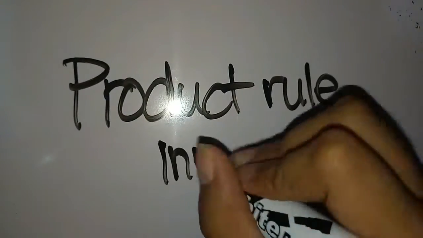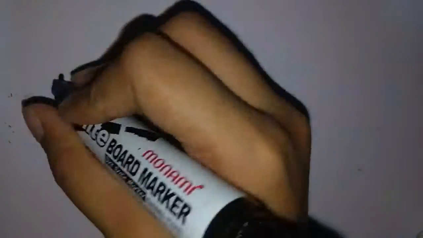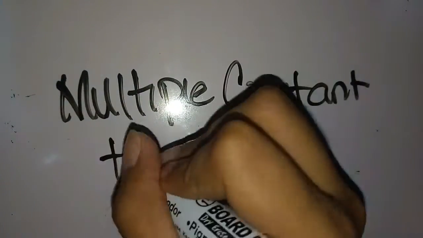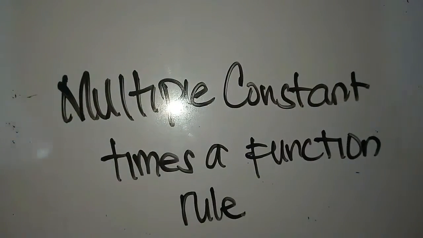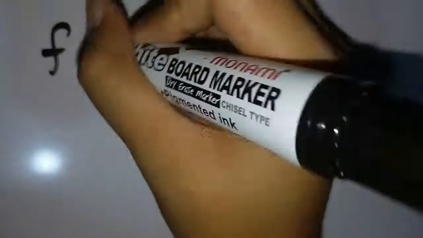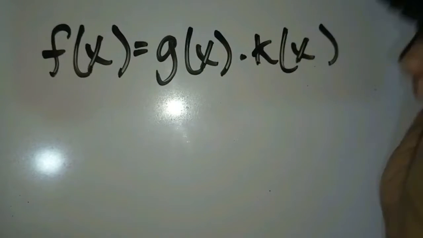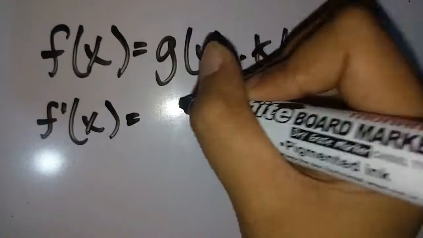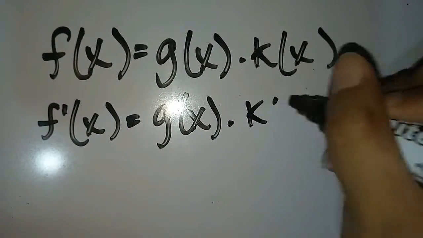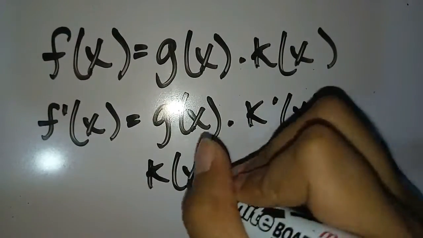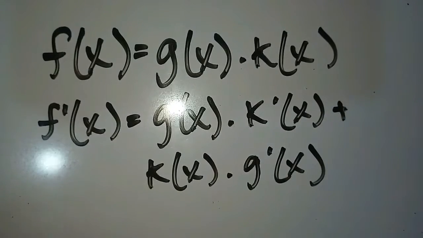The special case of the product rule is the constant multiple rule, which states that if c is a number and f of x is a differentiable function, then c times f of x is also differentiable. Getting the derivative of a product will be easier by following this rule, where f of x is equal to g of x multiplied by k of x. The prime of f of x will be equal to g of x multiplied by the prime of k of x plus k of x multiplied by the prime of g of x.